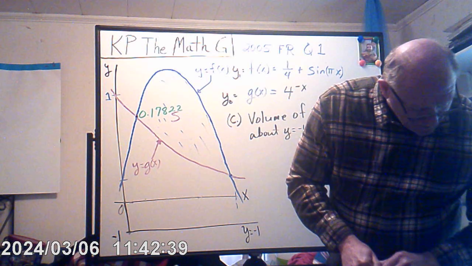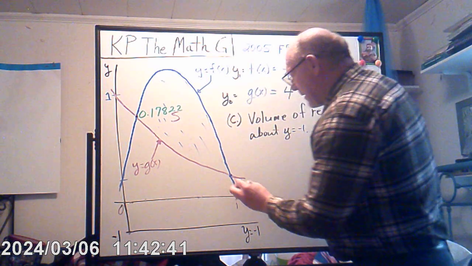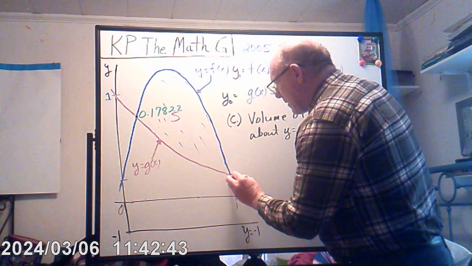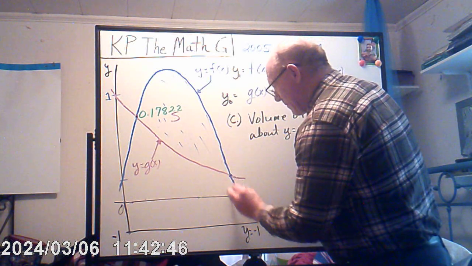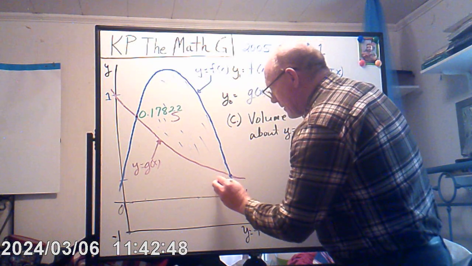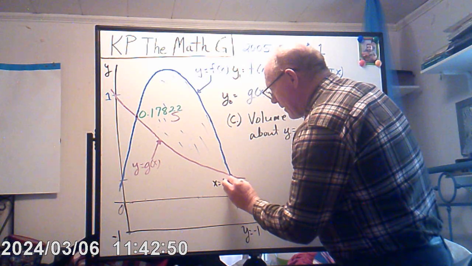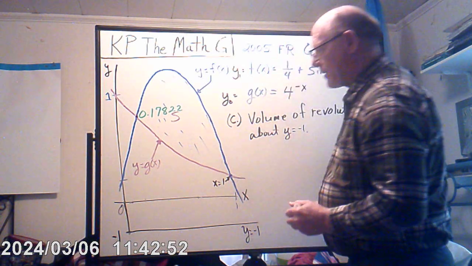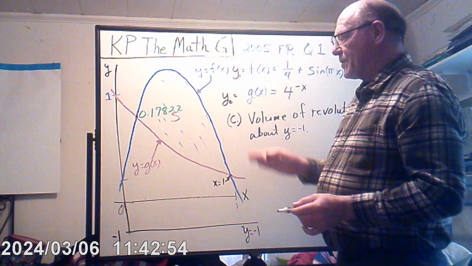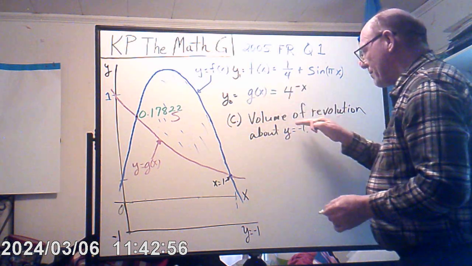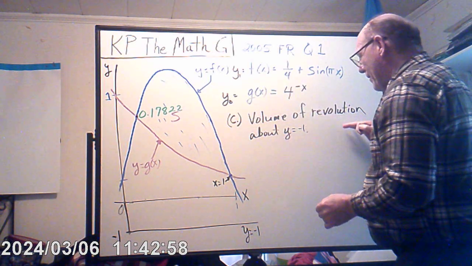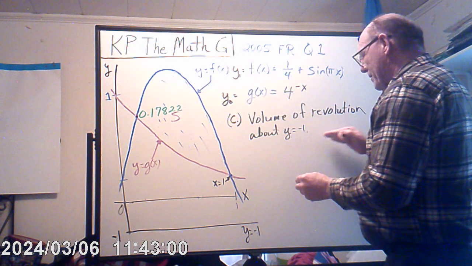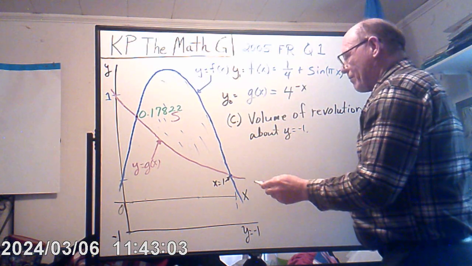So at x equals 1, right here, x equals 1. It's this intersection. And we have to know those to be able to do what we're about to do. We need to have that volume of revolution about y equals -1.